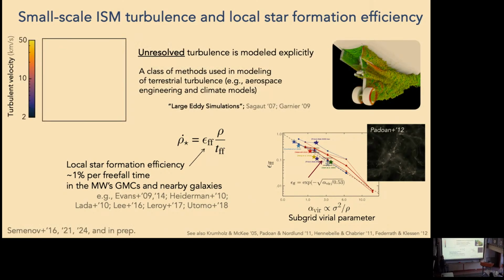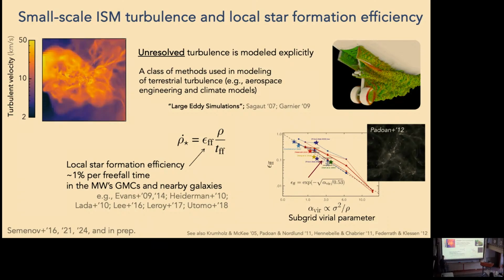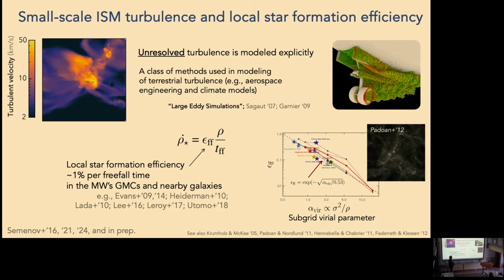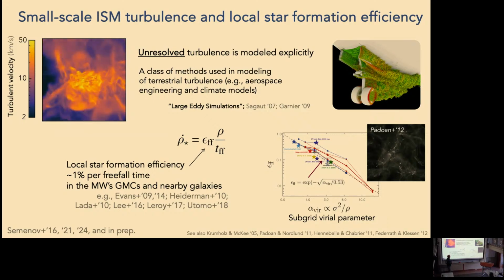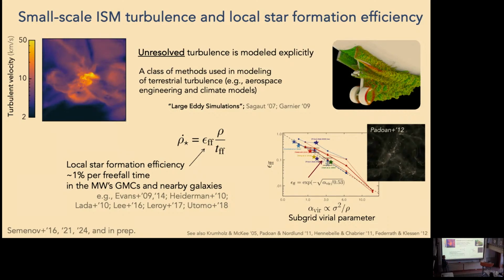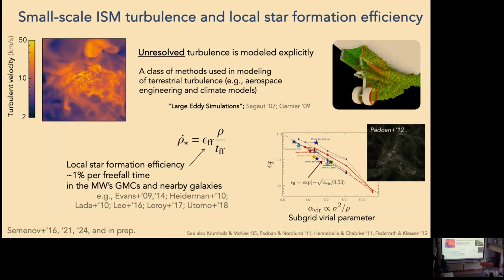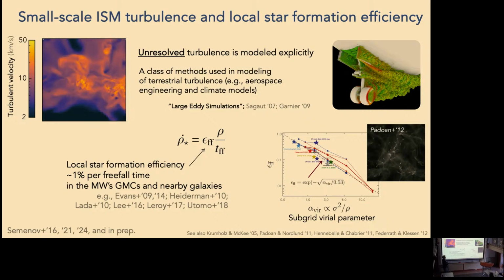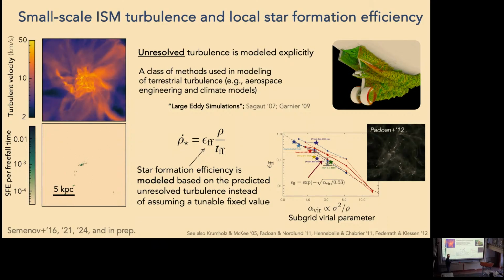So the way I'm doing this is by adopting a class of methods that allow us to explicitly model turbulence on unresolved scales, using methods that were developed in a completely different field of modeling terrestrial turbulent flows, like in aerospace engineering and climate models. And again, this is something that is almost never done in the context of galaxy simulations. But it allows us to predict what the turbulent state of gas is on unresolved scales. And then we can couple it with these models of star formation in turbulent ISM and forward model star formation efficiency in these early galaxies.